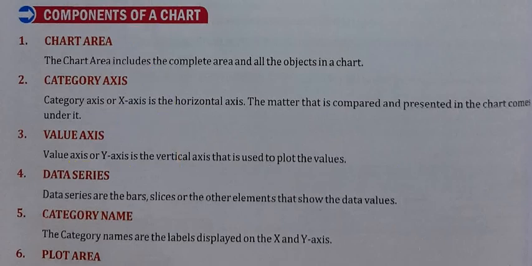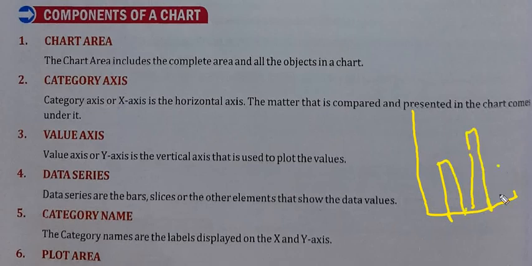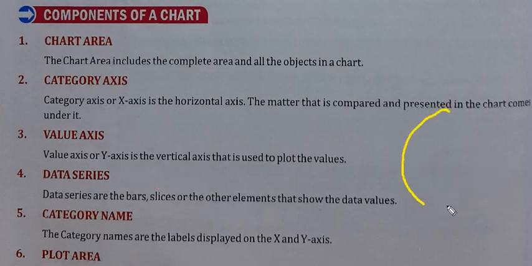Now next, data series. Data series are the bars, slices or other elements that show the data value. So bars, slices: this is the chart. Inside it, suppose we are representing it through bars. So these bars are the data series. Again, like bars or slices, in a pie chart, suppose pie charts are like this.